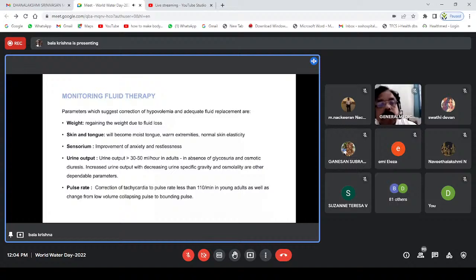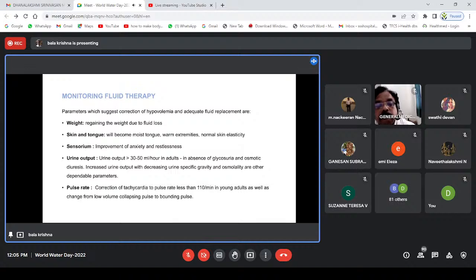We should assess the patient clinically and with the help of laboratory parameters to see whether the patient is responding to our fluid therapy. The response to treatment shows as regaining of weight lost due to fluid loss. The skin and tongue will become moist, the extremities warmer, and normal skin elasticity will improve. The sensorium of the patient will improve, and the patient will have reduced anxiety and restlessness.